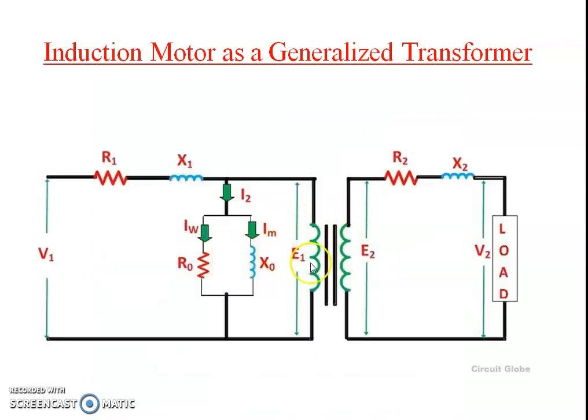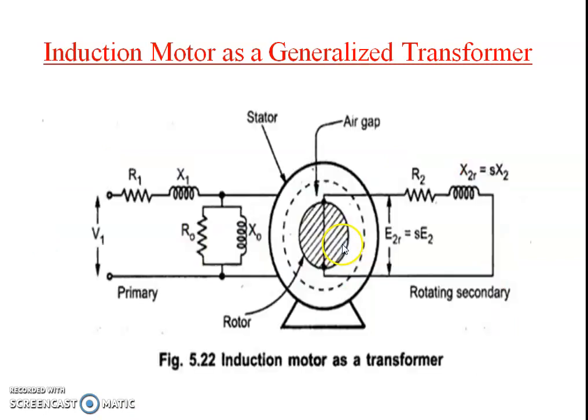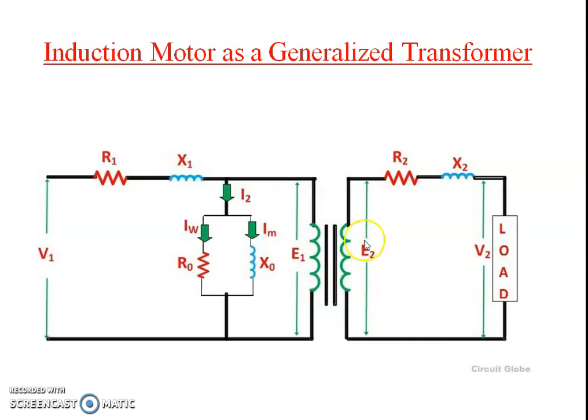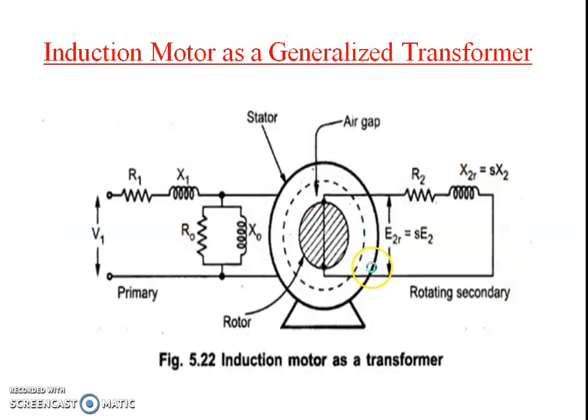This is the transformer core, which is used to pass the primary flux to the secondary, while this is the air gap, which is used to pass the stator flux towards the rotor. Here E2 is the induced EMF in the secondary side of the transformer, while E2R is S into E2. That means the rotor induced EMF is equal to slip into E2. Similarly, R2 is the rotor resistance and X2R is the rotor reactance.